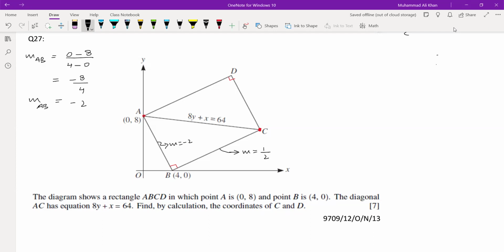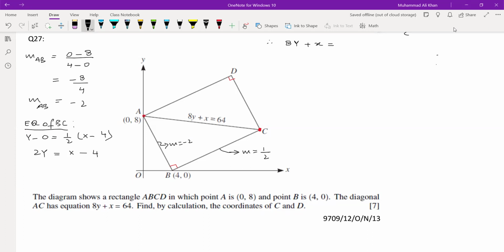Now, after that, I'm calculating the equation of the line BC. Here y minus y1, I'm using the coordinates of B. y minus y1 equals m times x minus x1, which is 4. Cross multiply: 2y equals x minus 4. Are you clear? Yes.